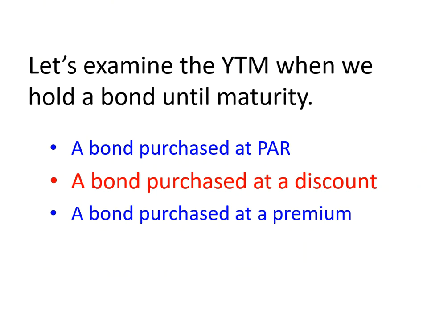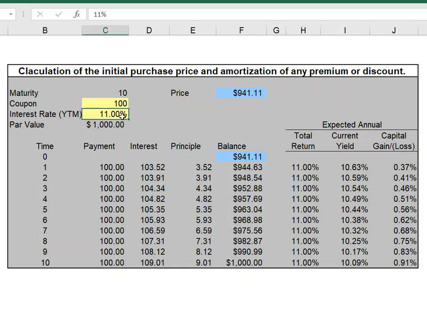Now let's consider a bond that we purchase at a discount. In this case, we're going to assume we have an 11% required rate of return or yield to maturity. Since the yield to maturity, or required rate of return, is higher than the coupon rate, the bond will sell at a discount. But notice, over the next 10 years, we're anticipating that bond to increase in value, and at the end of 10 years, we will expect to get the full $1,000 back. This is simply our amortization table.